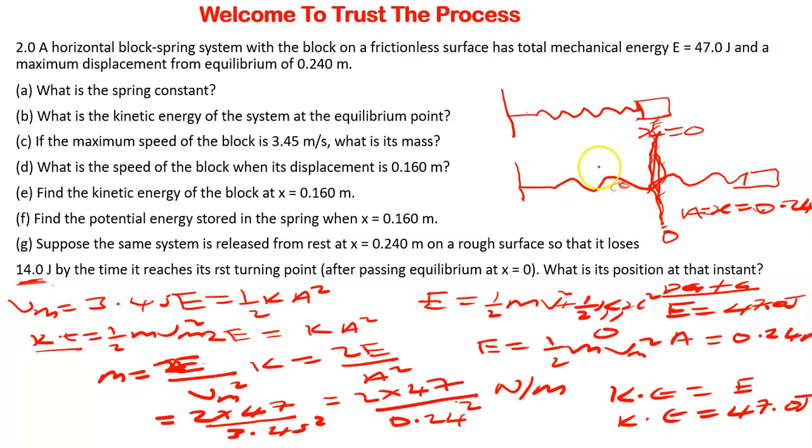But what do we know about that point? What we know about that point is, the time it is reaching that point, it is going to lose 14 joules of its energy. And we know that the total energy is 47, then losing 14, it will mean it will remain with 33 joules. So at that point where it will turn from, it is going to have the total energy of 33 joules. And again, we know that at the turning point, the velocity is equal to 0. Now, if the velocity is equal to 0, how can we find the position at that instant? Where will that block turn from?